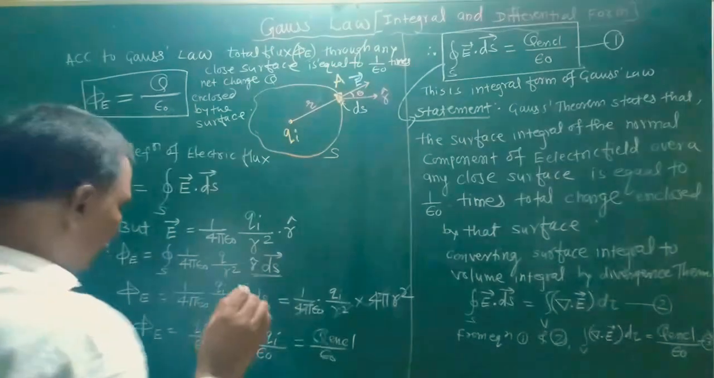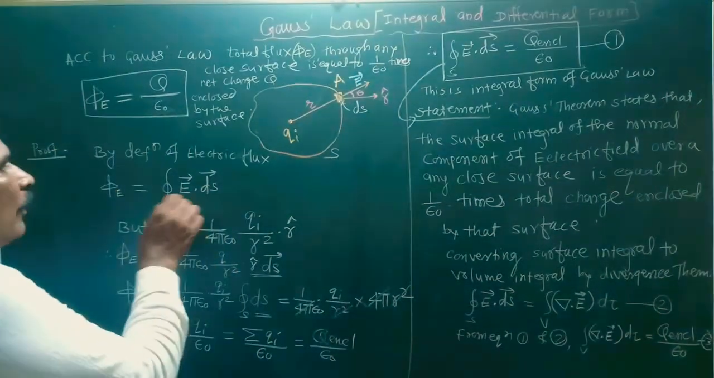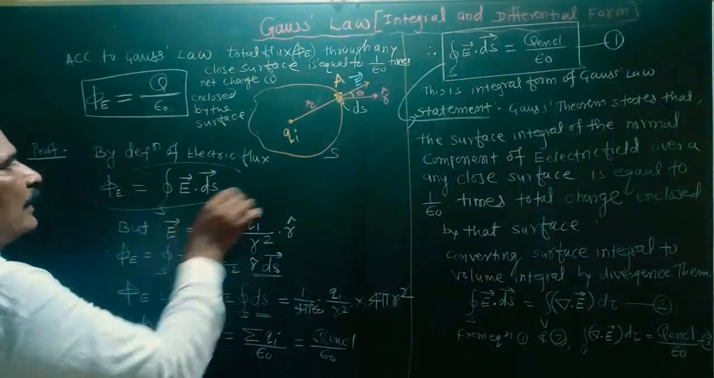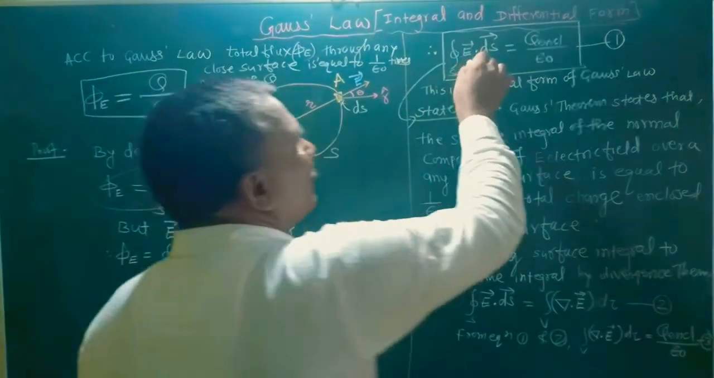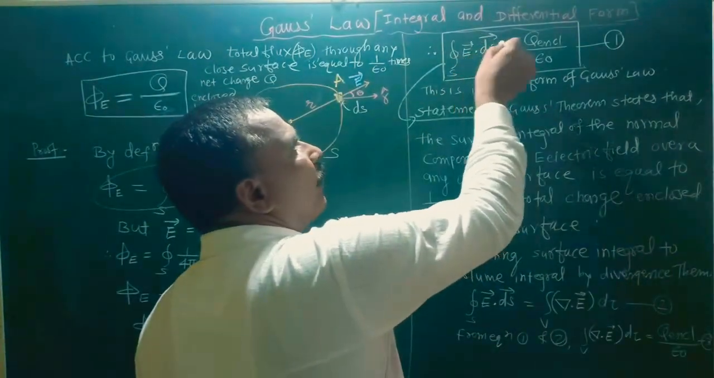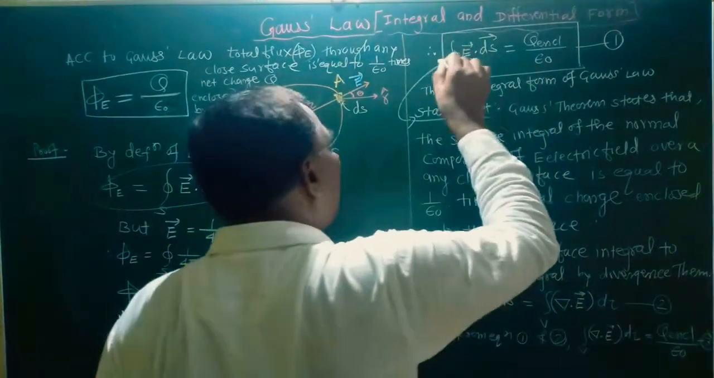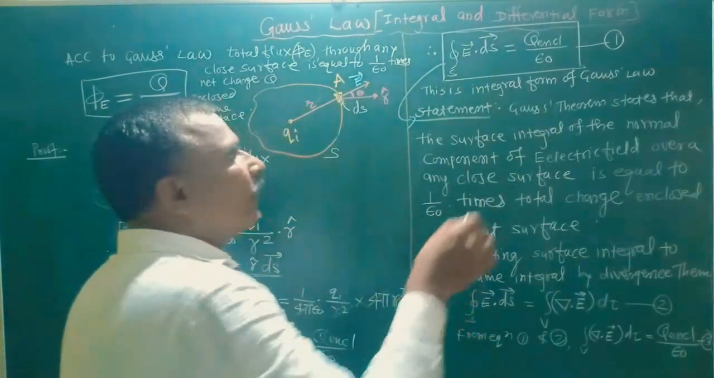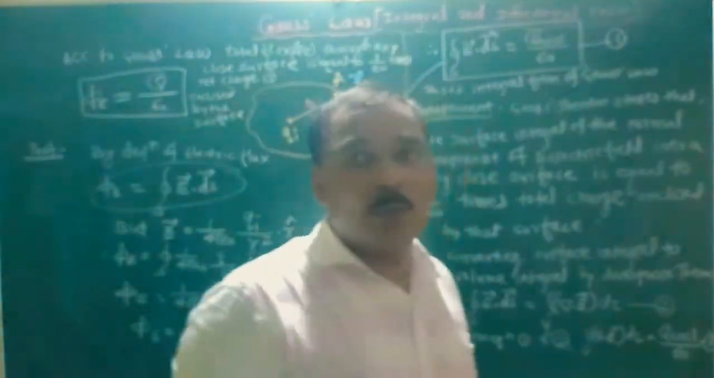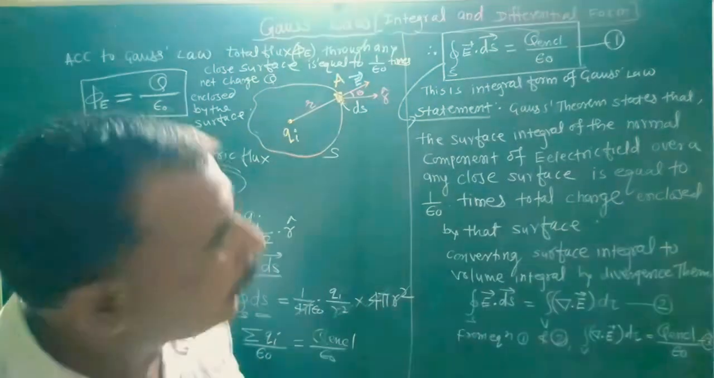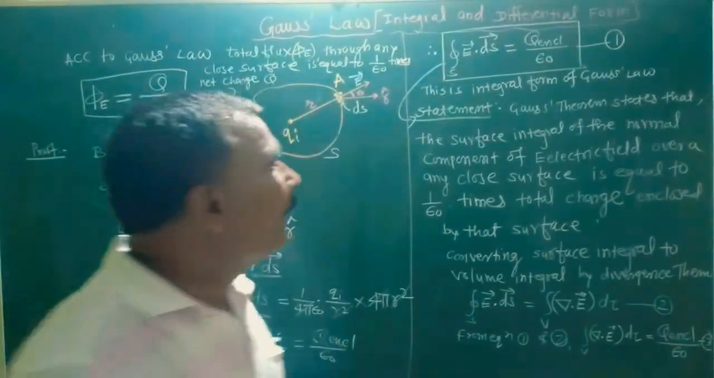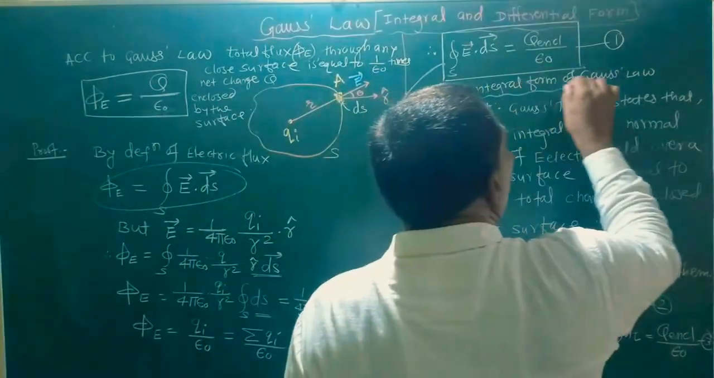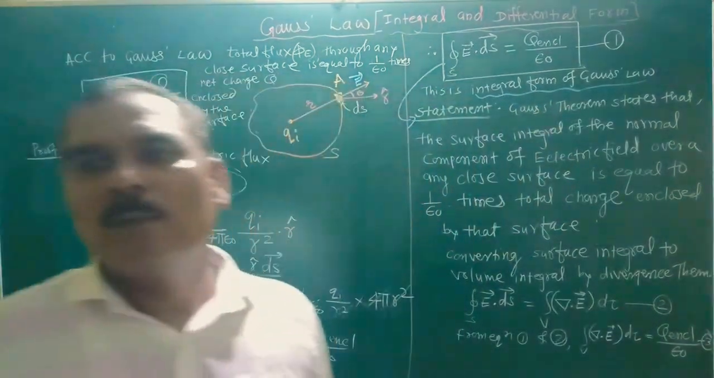This is the phi. But what is the formula for phi? Phi is nothing but this. The surface integration of E bar dot ds bar is nothing but phi, and phi is equal to Q enclosed upon epsilon 0. This is called the integral form of Gauss law.